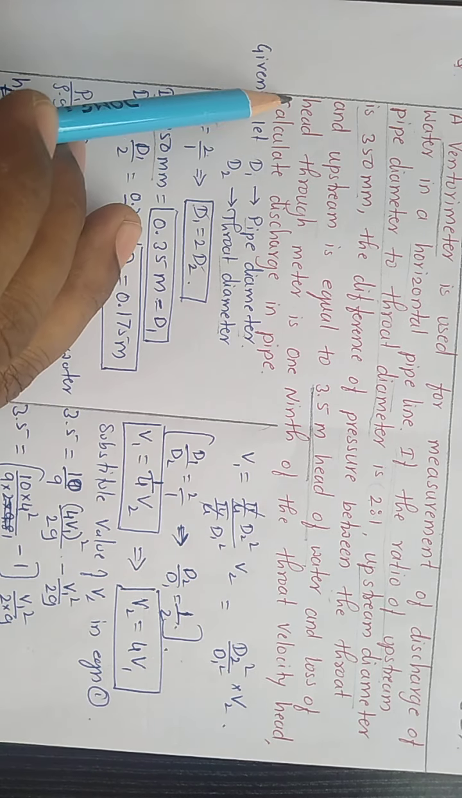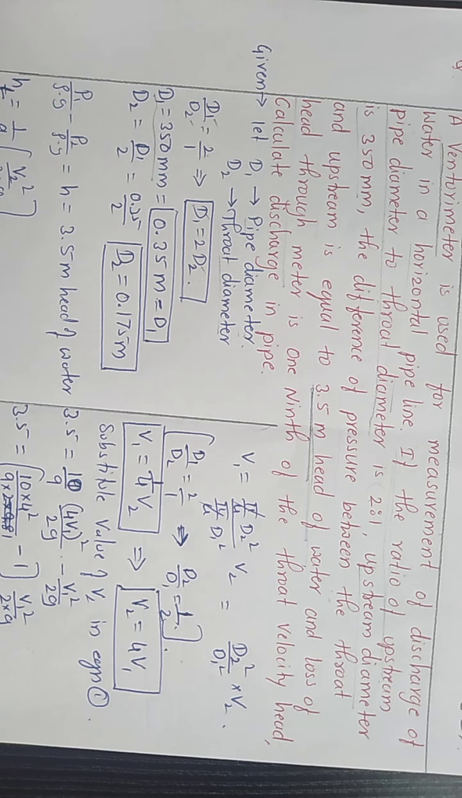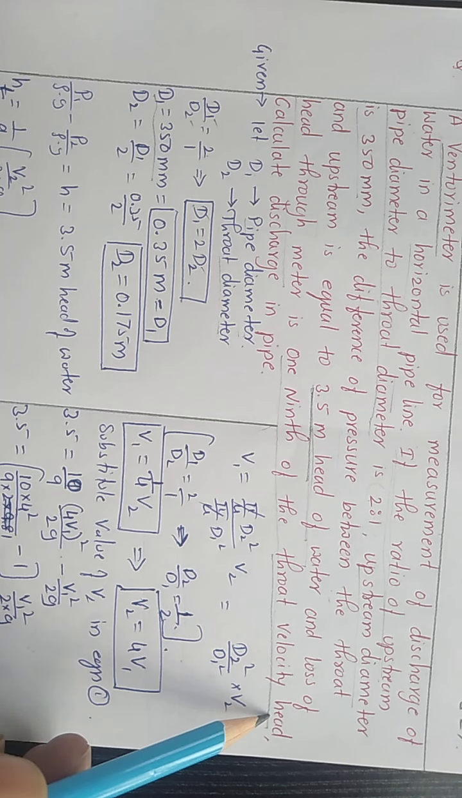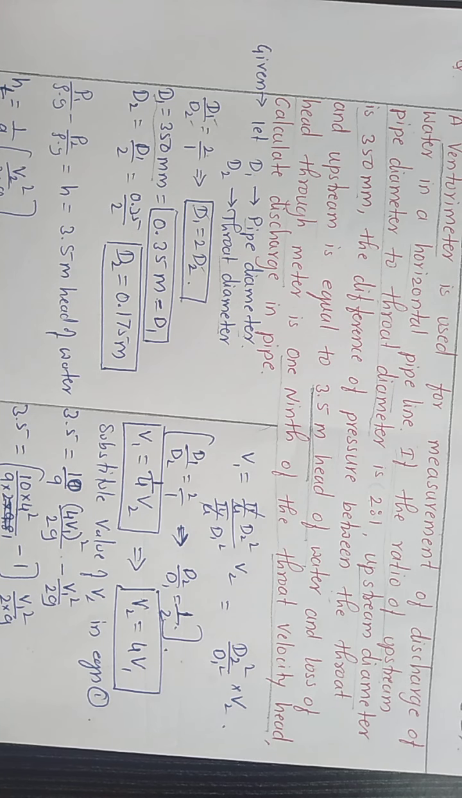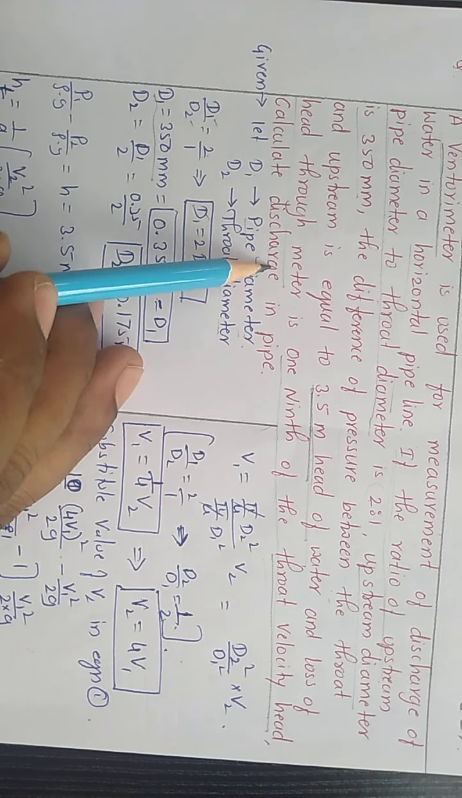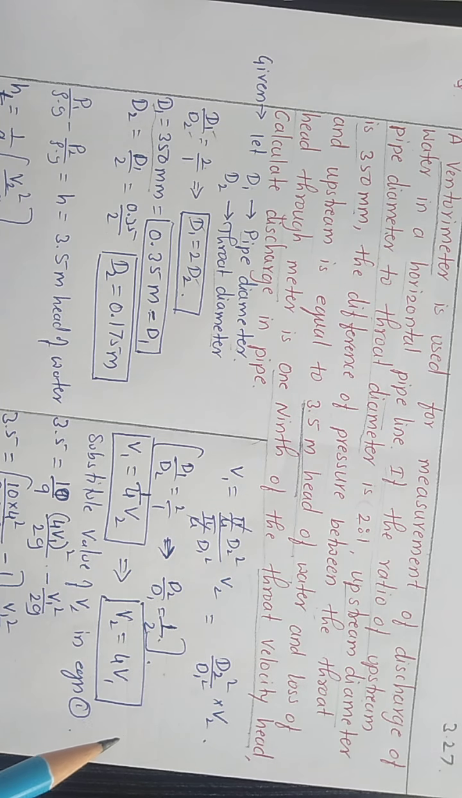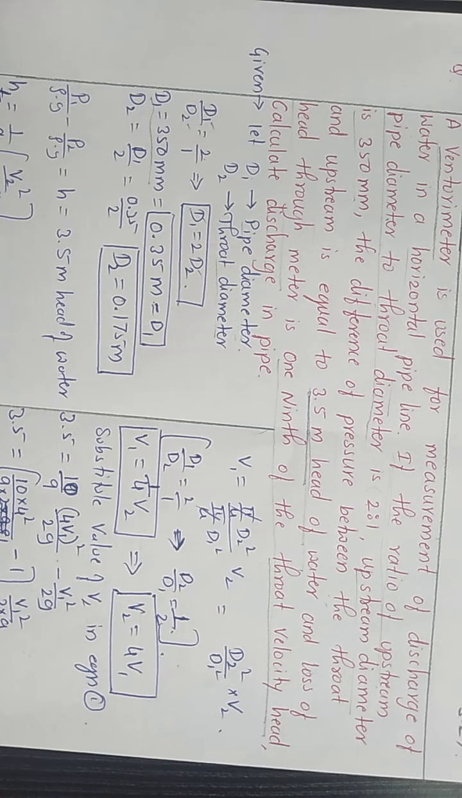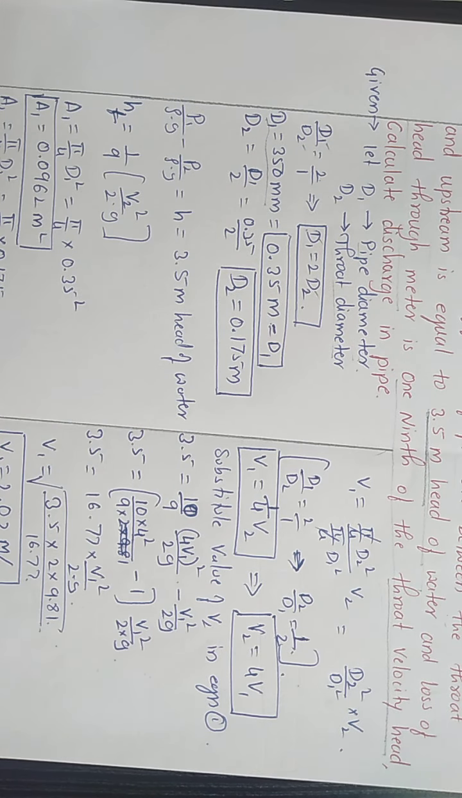And the loss of head through the meter is 1/9 of the throat velocity head. What is the throat velocity head? Throat velocity head is v2 square by 2g. So head loss hl is equal to 1/9 of that, v2 square by 2g into 1/9. We need to calculate the discharge. In this problem he has not given us the velocity, but he has given us the head loss. We need to find the discharge. This kind of problem was asked in one of the university examinations.